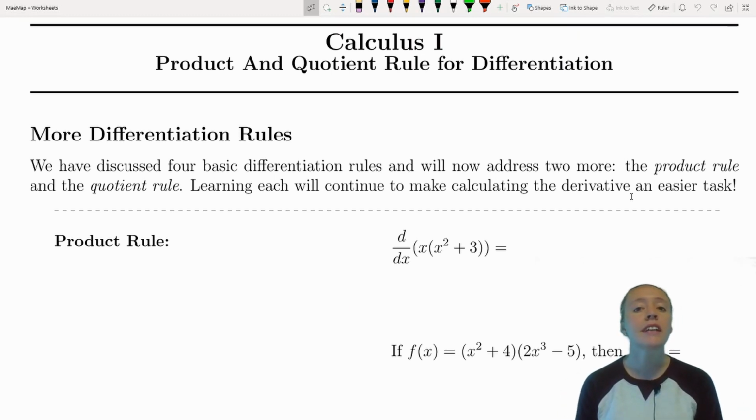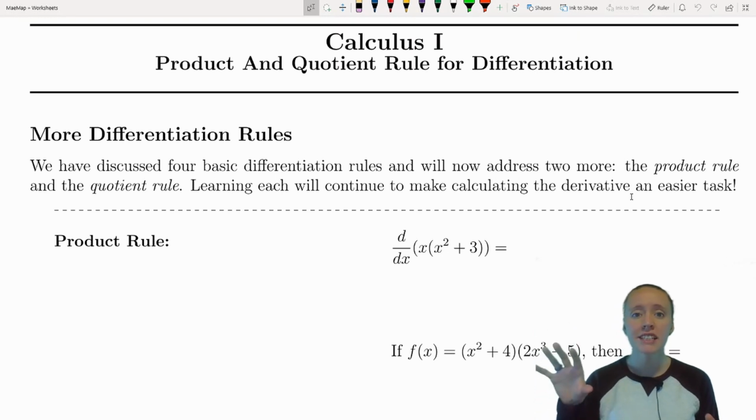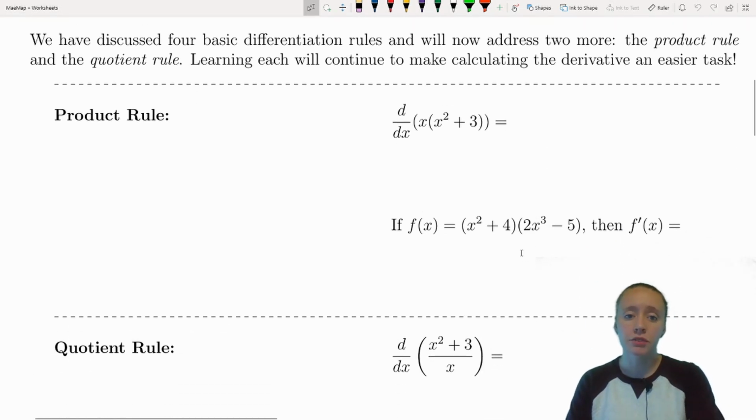And later, we're going to get into the chain rule, implicit differentiation, as well as trig derivatives and a few others. Learning each will continue to make calculating the derivative an easier task, because remember when we were calculating with the limit, that was pretty tedious. But now we have all these techniques to help us take that derivative. So let's first discuss the product rule.